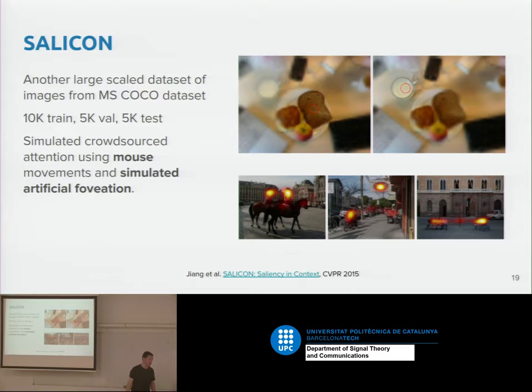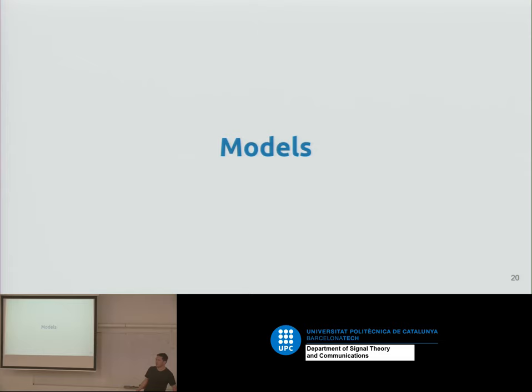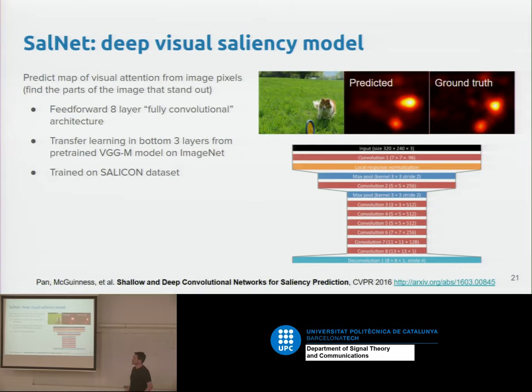Okay, so let's see some of the models that people have trained for saliency. We were one of the first people to try and attack this with deep learning when the Salicon data set came out. This is a collaboration between me and DCU and UPC. We created this deep neural network where we basically just used transfer learning to use the bottom three layers. And we stacked on another five layers and some deconvolution, and we tried to train that end to end, okay? And this was before ResNets or any of that kind of stuff came out, right? So this is a basic feed-forward neural network.